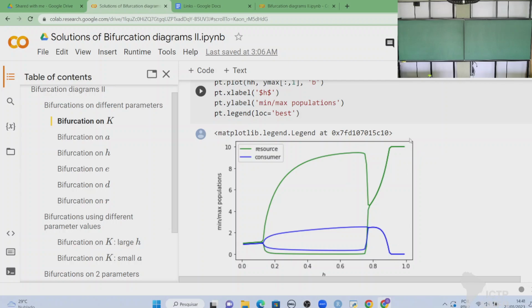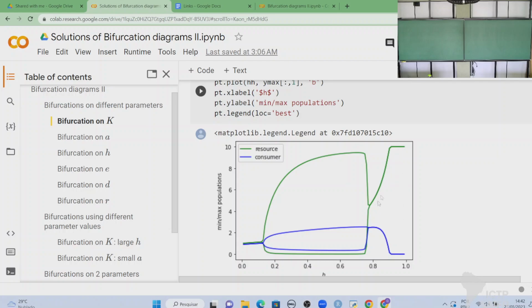When I first did this, I went with H up to 2, right? And then I said, okay, I don't need this region here on the right because there's nothing happening. So I just stop at 1. 1 is already extinction, so I don't need to see anything else. I know that for any H larger than this, it's always going to be consumer extinct, resource at the carrying capacity here at 10, right? No fun in that.